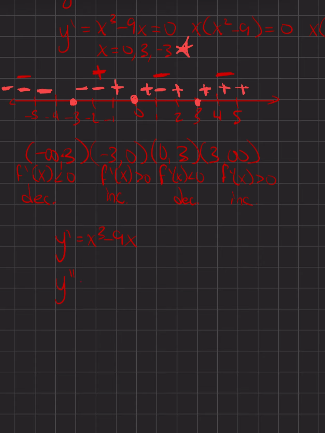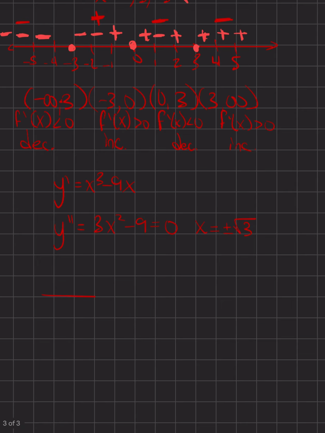So what do we do here? All we got to do is then make this 2x. No, my bad, not 2x. 3x squared minus 9, right? And then we're going to set this equal to 0. And then when you do that, you're going to end up with x equal to plus or minus √3.